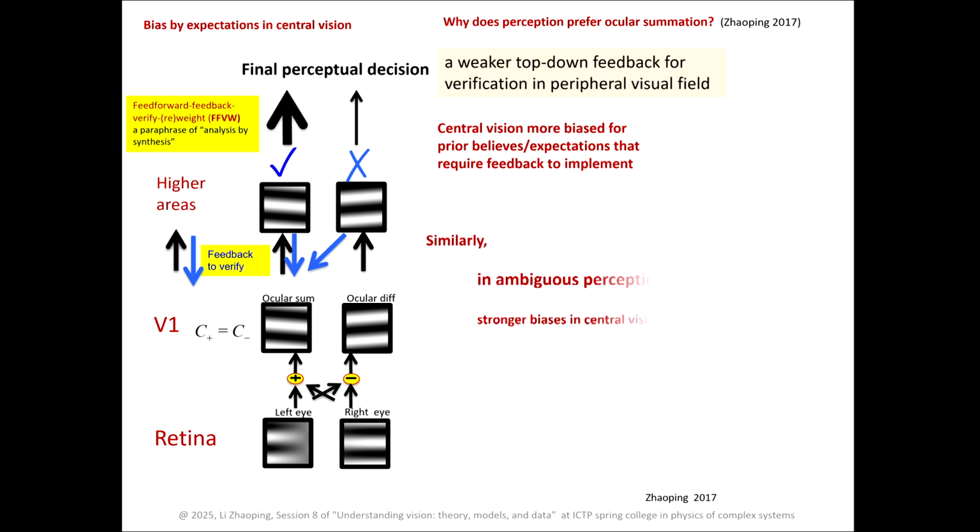We can extend this task to perception about motion direction or color, and the biases for the summation channel are again found to be stronger in the central visual field.